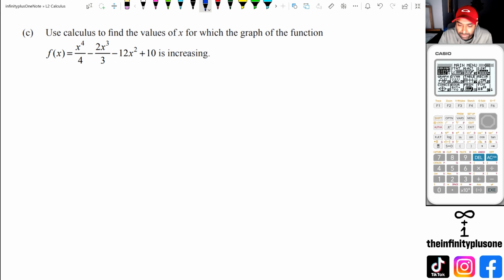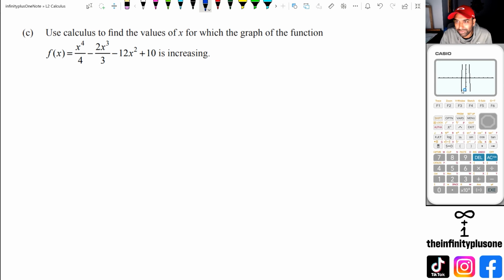Now, because I've got the graphics calculator, I am going to show you what this graph actually looks like first. So we're going to go into the graph mode, and we're going to punch in x to the power of 4 divided by 4, minus 2x to the power of 3 over 3, and then minus 12x squared plus 10. Alright, so I'm going to draw the graph. Now right now the graph actually looks like this.